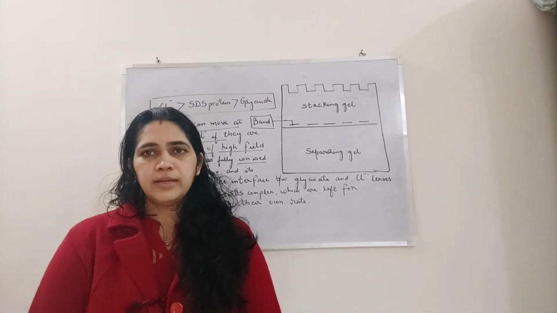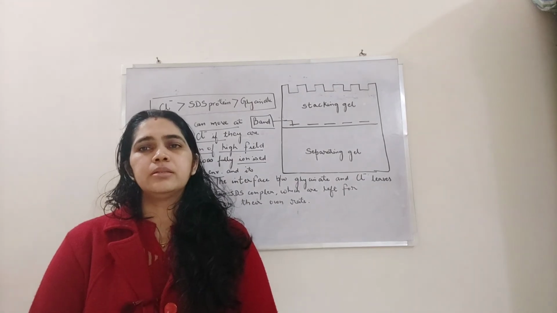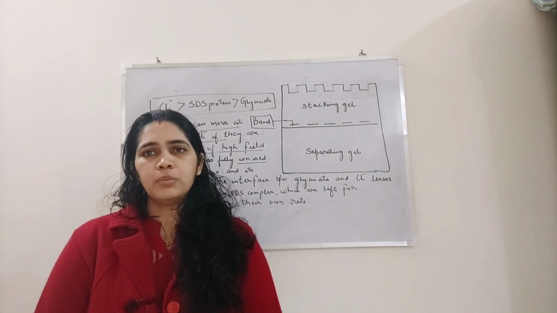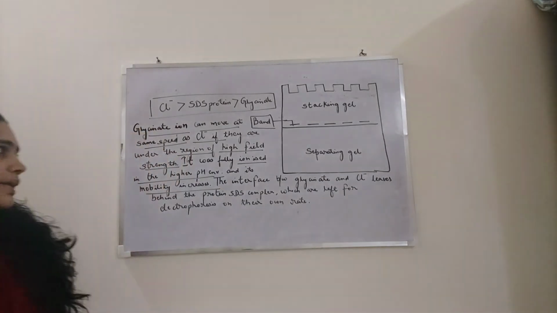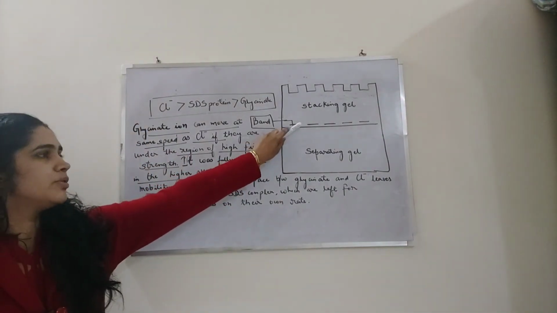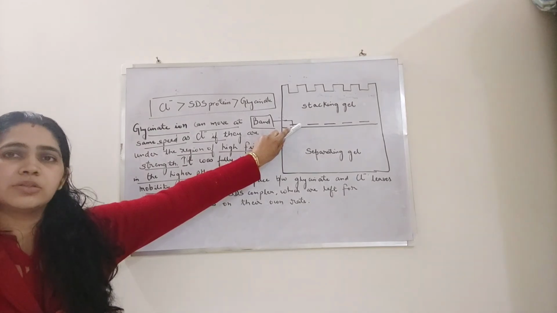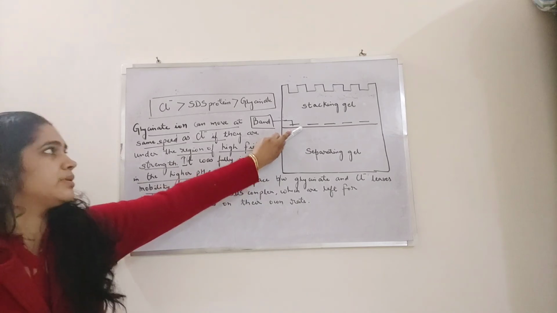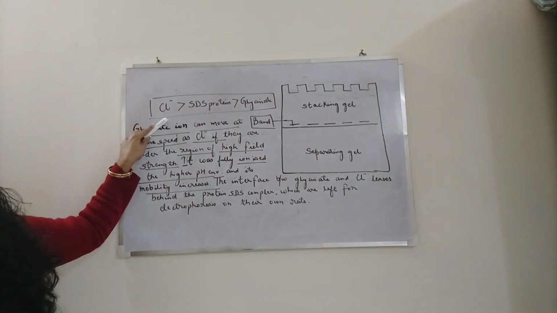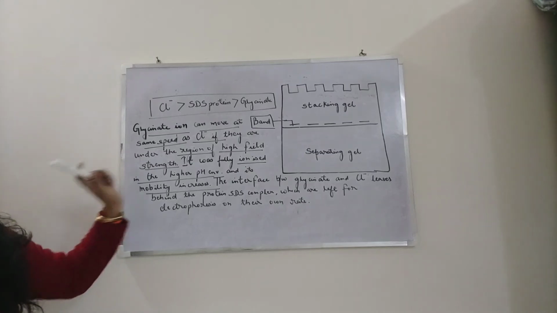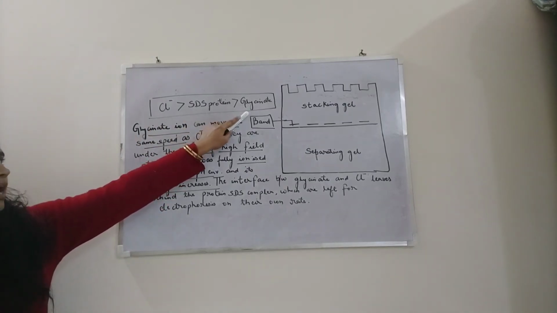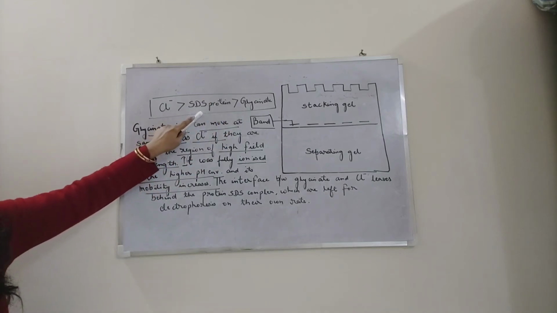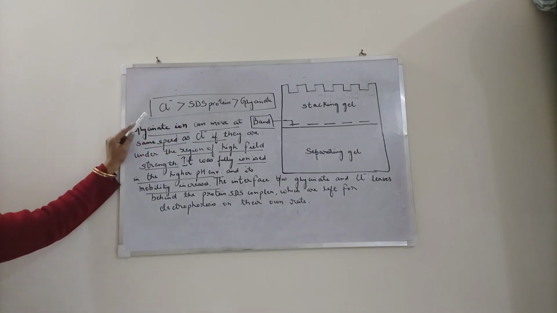As we all know, the purpose of the stacking gel is to concentrate the protein sample so that it can form a strong band before it enters the separating gel. Here in this figure, you can see the formation of a band, but this band formation is not due to the presence of only SDS protein complexes, but also due to the presence of glycinate and chloride ions that come from the buffer solution. Glycinate ions, which are negatively charged, have a lower electrophoretic mobility as compared to the SDS protein complexes, which have a lower electrophoretic mobility as compared to that of chloride ions.